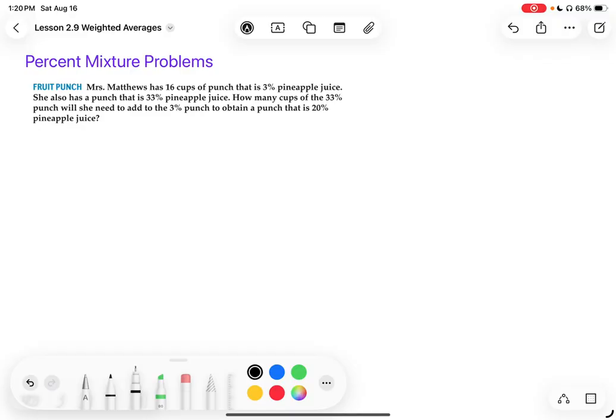So essentially, what we have is one juice that has very little pineapple in it, and one that has a whole lot of pineapple in it. And we want to pour these two together so that we've got one that's sort of a medium pineapple.